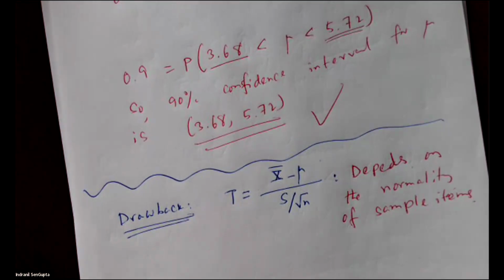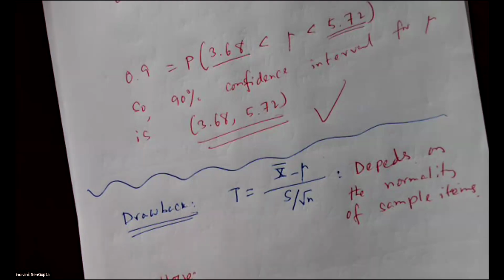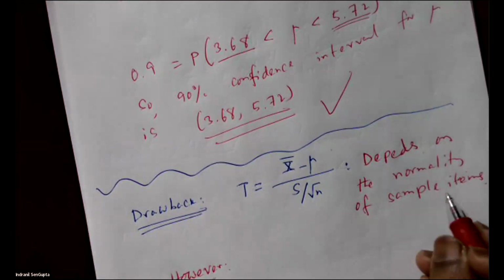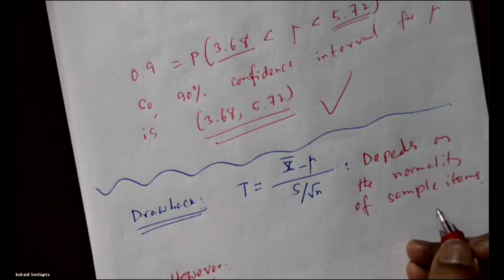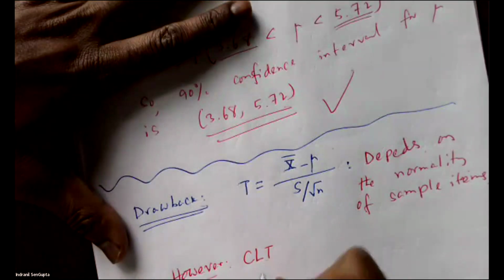Okay. So that is a drawback, because the sample items may not be normal. However, and we'll study this in detail in the next section, this assumption is not really a bad assumption because we have a very powerful central limit theorem. I'll write the central limit theorem, CLT.